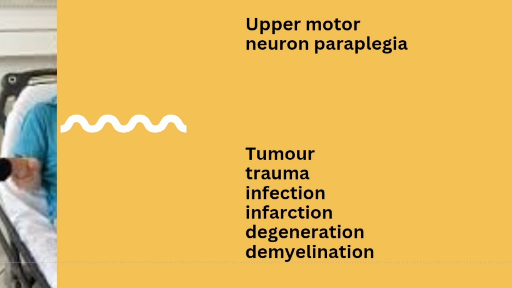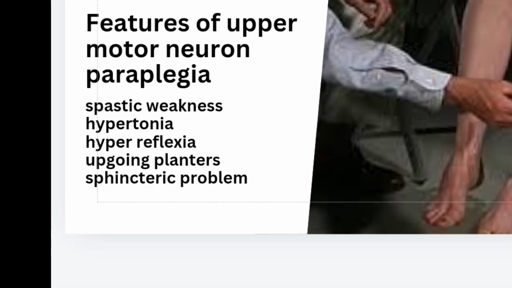Then trauma: any sort of trauma which occurs directly on the spinal cord, or by lifting some heavy weight and causing disc prolapse, can lead to upper motor neuron paraplegia below the level of spinal cord compression. Then infection. Tuberculosis is the most common infection in our area, and this is also called Pott's disease, which is the tuberculosis of the vertebral column.